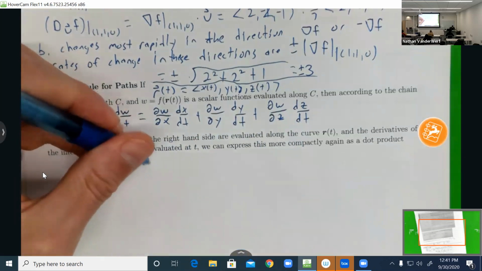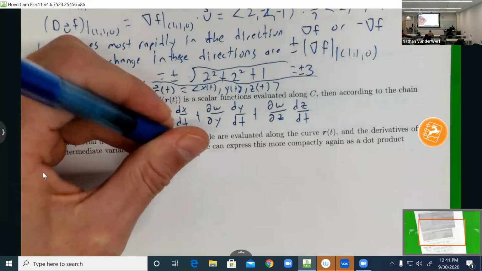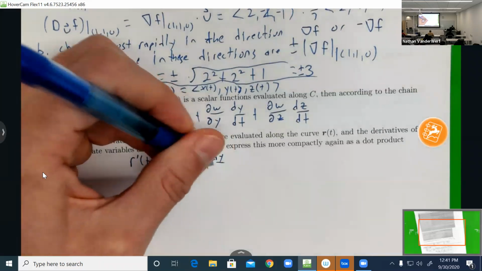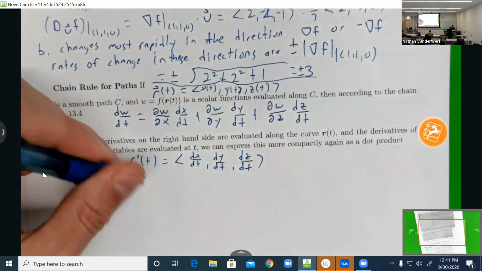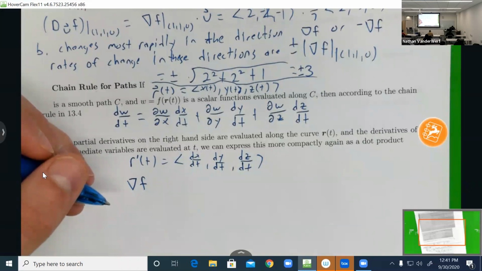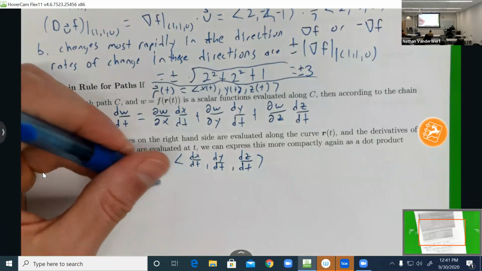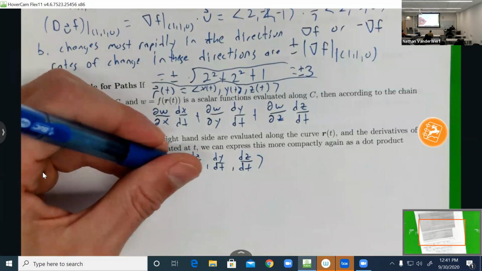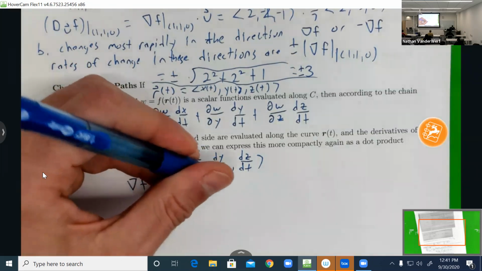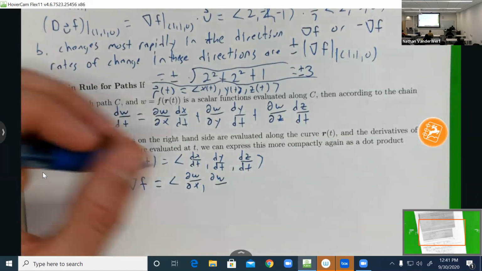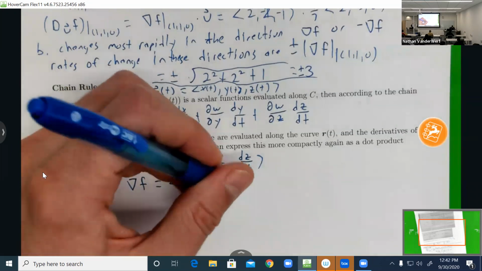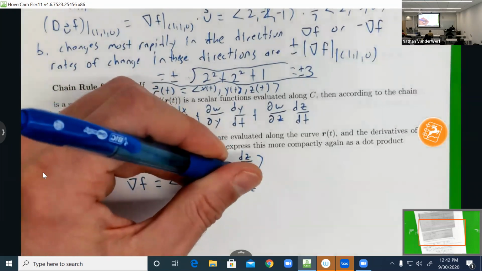So r prime of t, for example, is dx over dt, dy over dt, dz over dt, and delta f is going to be partial w over partial x, partial w over partial y, and partial w over partial z. We said w is f of r of t, right?